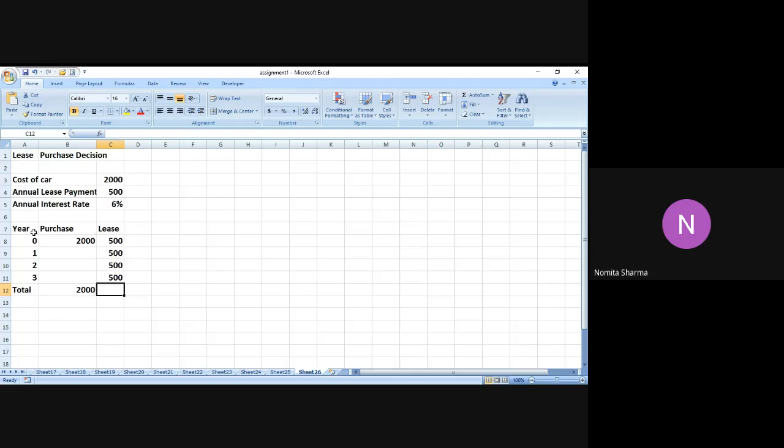For calculating this, I will be using a function called net present value. I remember I did discuss the meaning of this function as well. Net present value will tell you the difference between the present value of the cash inflows and the present value of the cash outflows over a period of time. It is used in capital budgeting and investment planning to analyze the profitability of a projected investment or project. Topics like NPV, capital budgeting, and internal rate of return are what you will be doing next semester in financial management.